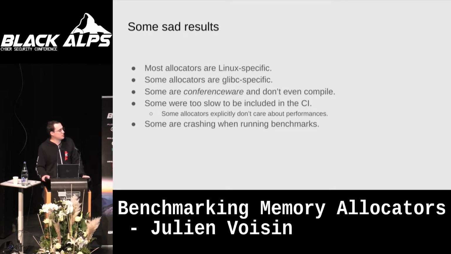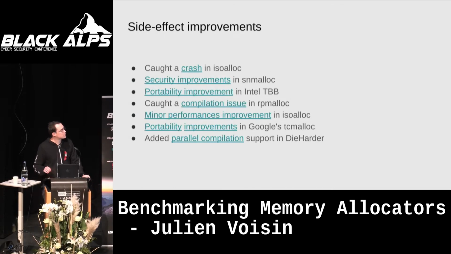And some are crashing. Like you cannot run Redis, which is a key-value database, on some allocators. So this is pretty bad. Side effect: improvements. Because in the process of adding more and more allocators, I found some bugs and tried to get them fixed. So some crashes, some portability improvements, like don't use the weird glibc extensions, these kinds of things.